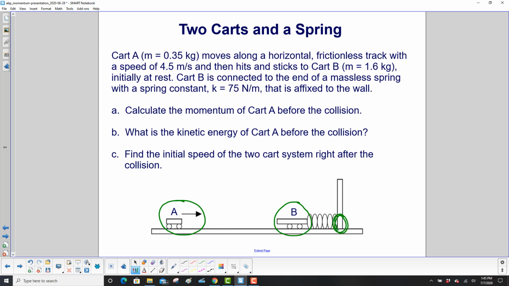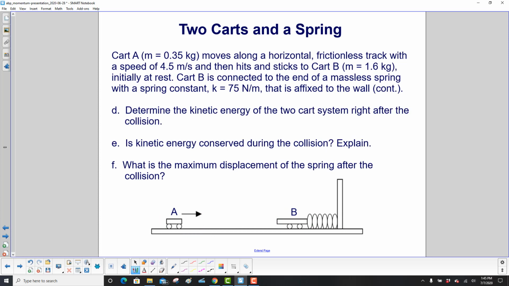Calculate the momentum of Cart A before the collision. What is the kinetic energy of Cart A before the collision? And then find the initial speed of the two-cart system right after the collision and before they start compressing the spring. Then determine the kinetic energy of the two-cart system right after the collision. Is kinetic energy conserved during the collision? Explain. And what is the maximum displacement of the spring after the collision? What we're asking is how much does it compress?